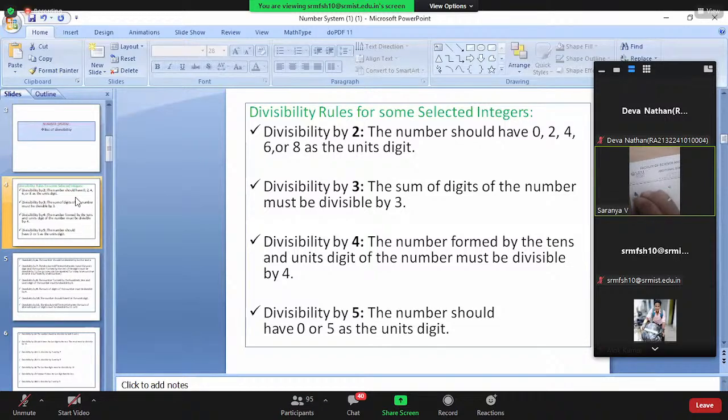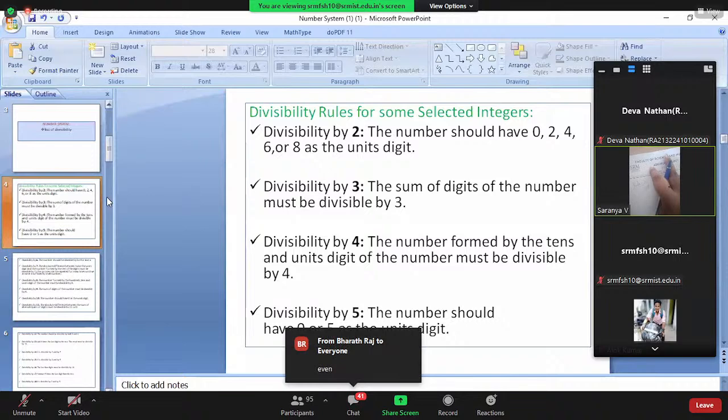What is the rule of 2? Post your answers in the chat box. If the number may be 48, is it divisible by 2 or not? How can we check this? We know it is very basic. Second standard students can answer this question.